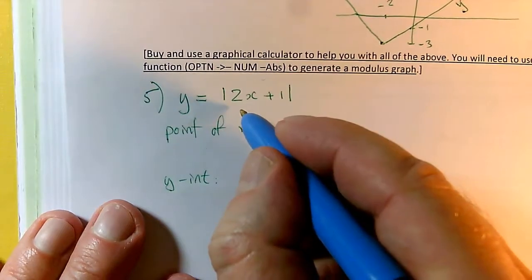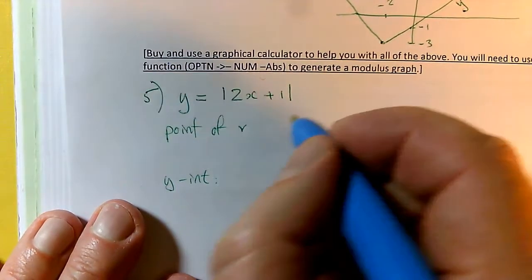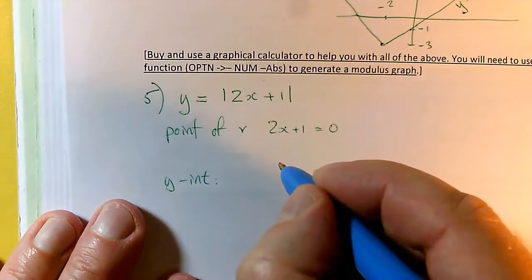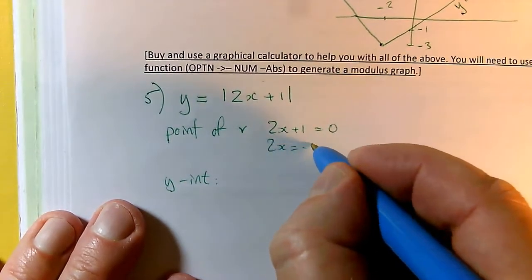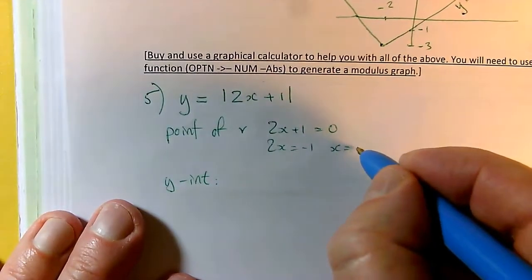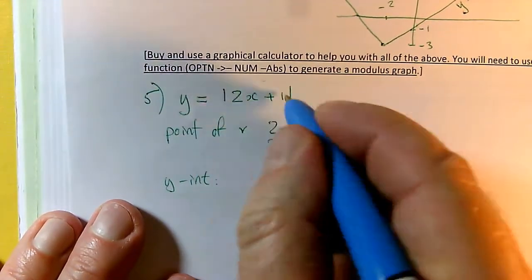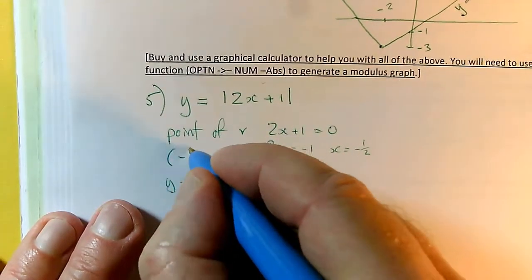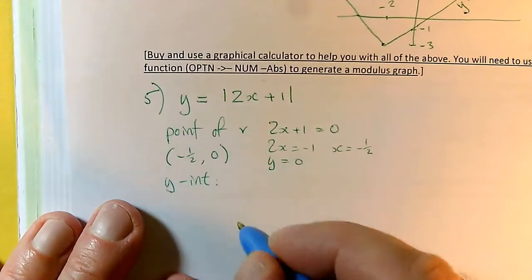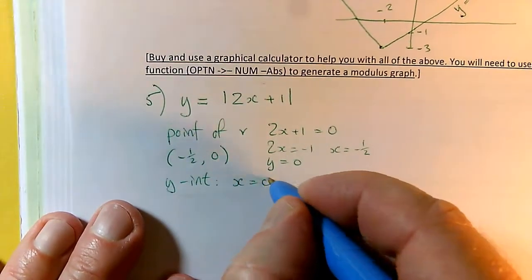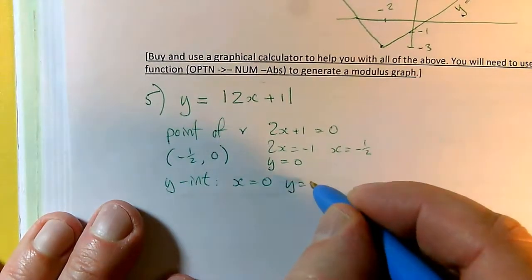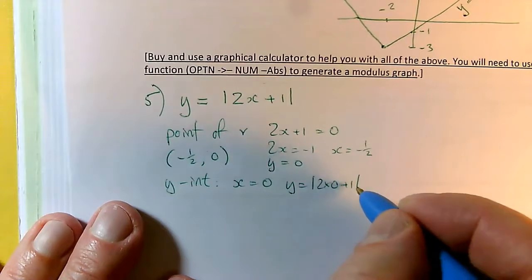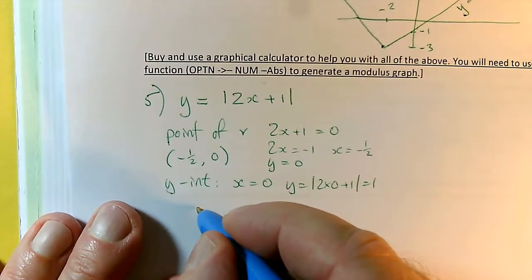So the point of the v is when the contents of the modulus is 0. So 2x plus 1 equals 0. So solve that. 2x is minus 1, so x equals minus a half. And if the thing inside the modulus is 0, then y is 0. So y equals 0. So the point of the v is minus a half, comma 0. And the y-intercept is when x is 0. And if I take x to equal 0, y is the modulus of 2 times 0 plus 1, which is the modulus of 1, which is 1.